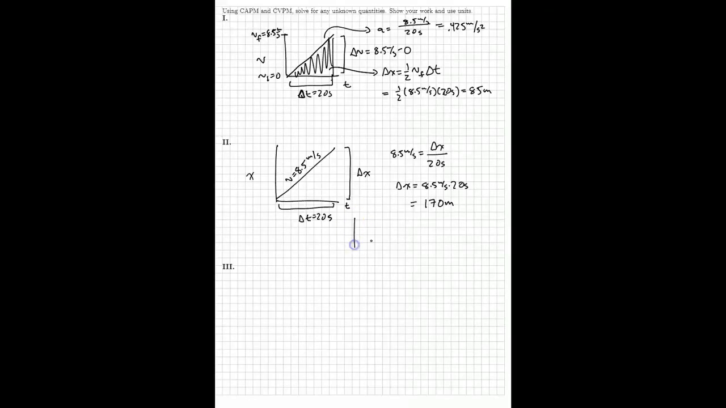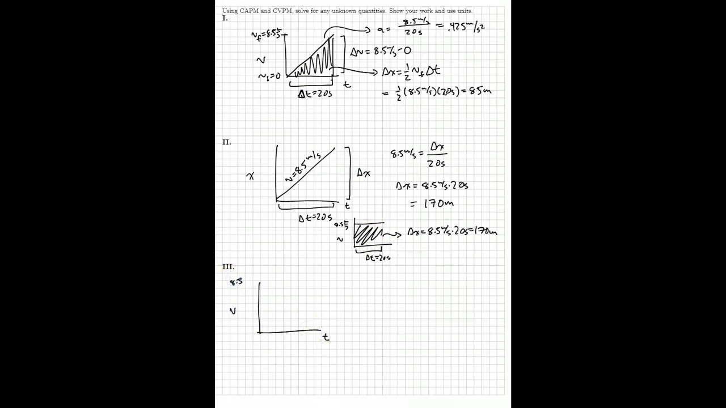I could also have solved that one using the V graph. There's my 8.5 meters per second for 20 seconds. And so the area is 170 meters. Either way will work with that. We customarily do our problem solving with CVPM here, but this is okay too. Same principle.